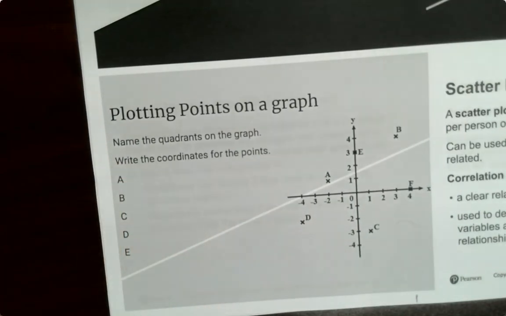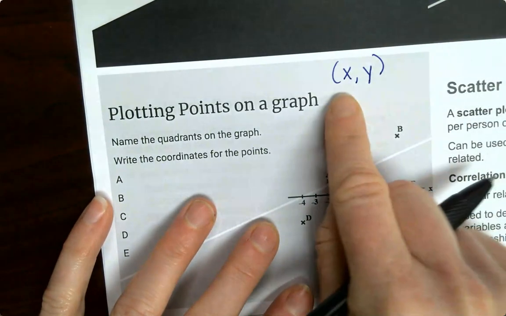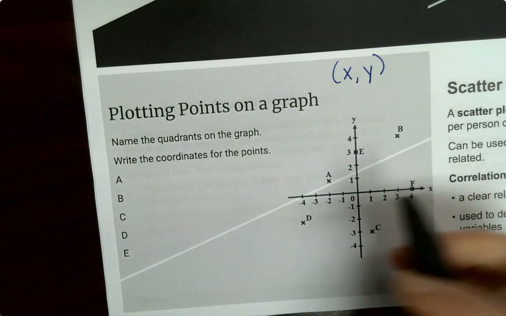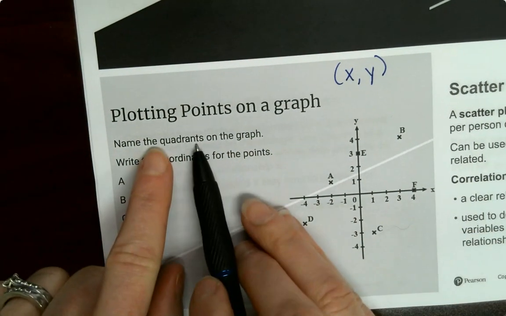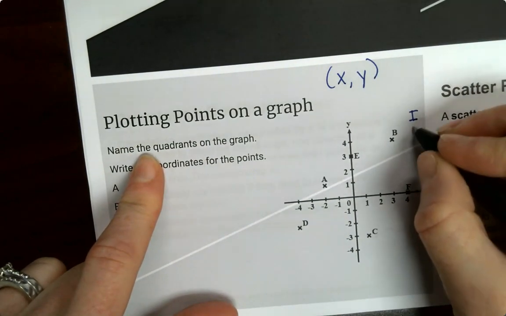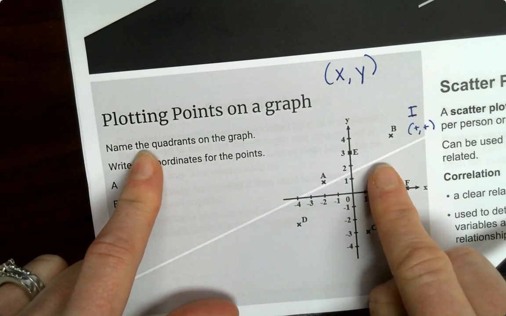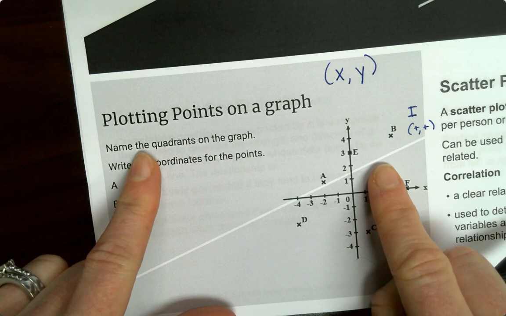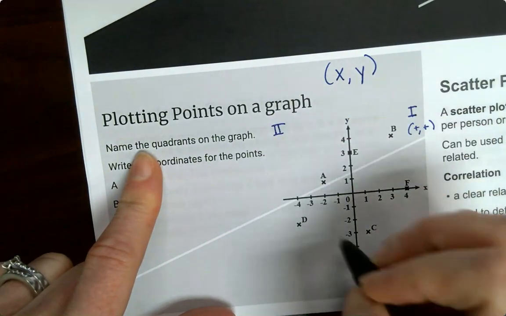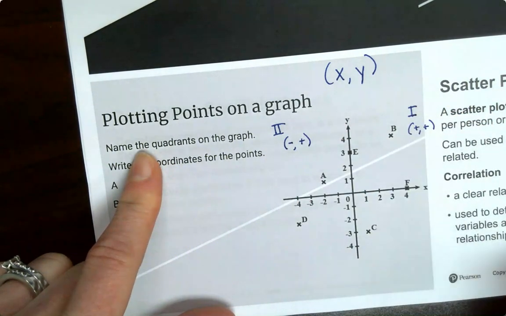So whenever you plot points, just a reminder of how to plot points. The first number is x, the second number is y. And so if we're plotting points or writing the points, let's talk about quadrants first. This is my first quadrant, and this is positive, positive. So every value inside this square is positive, positive. This is quadrant 2, where x would be negative and y values would be positive.